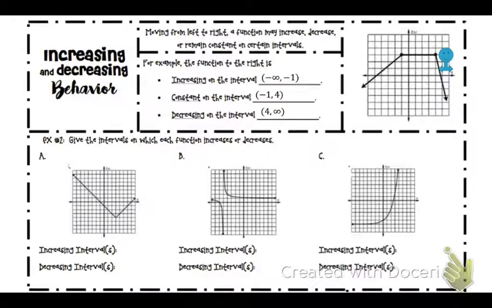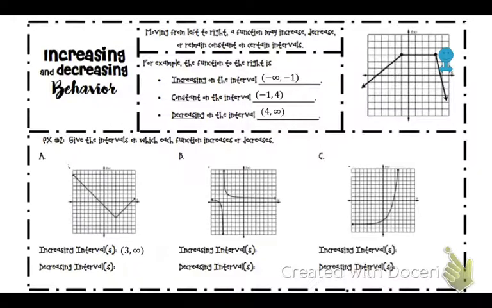So increasing, think of like you're walking up a mountain. Constant is you found a level spot, and so you're just walking across, and then decreasing, you're coming back down. Okay? So give the intervals for which these functions increase and decrease. Let's look at example A.